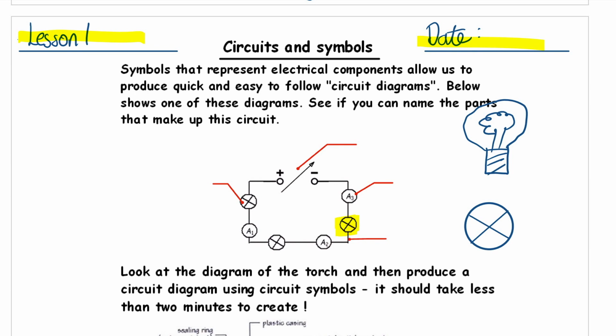The other advantages of using symbols is that they're understood across the world. So an electrician or scientists in Wales would use the same as in New Zealand and all the countries around the world. So it's quick and understood.